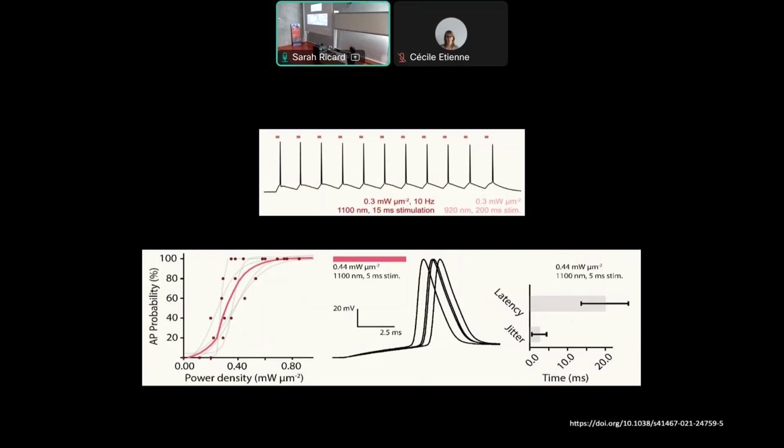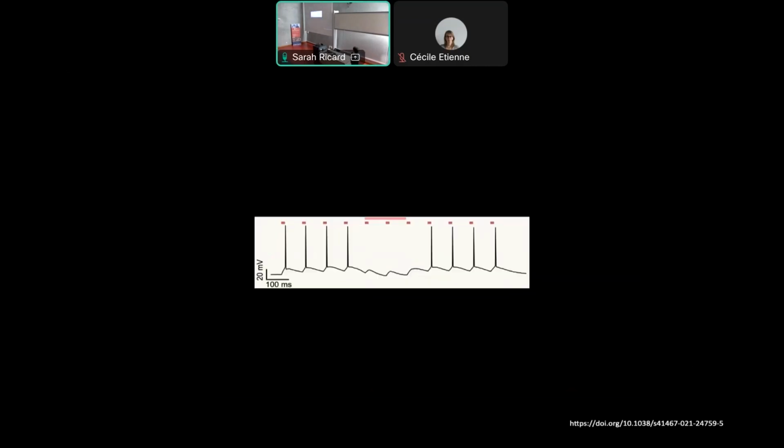And the reason that we want these to be very precise is that if we want to replay naturalistic patterns of neural activity, we need to be sure that every time that we shine light, within a reasonable amount of time, we generate an action potential. And what happens when we shine 1100 nanometers and 920 nanometers at the same time? Essentially, the inhibition wins, and we wipe out all of the action potentials.